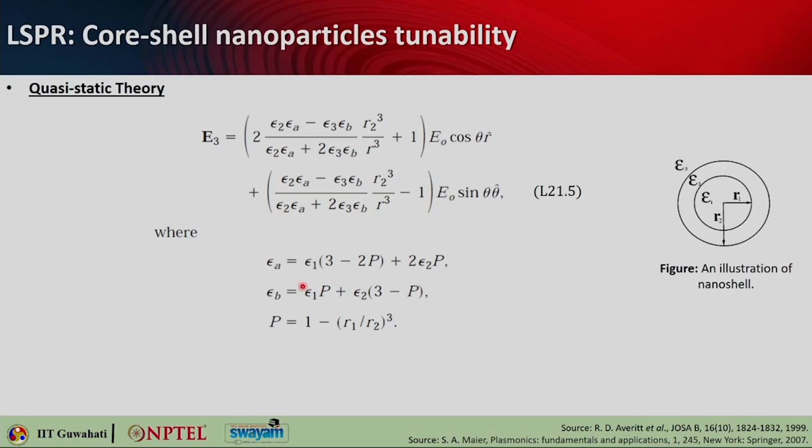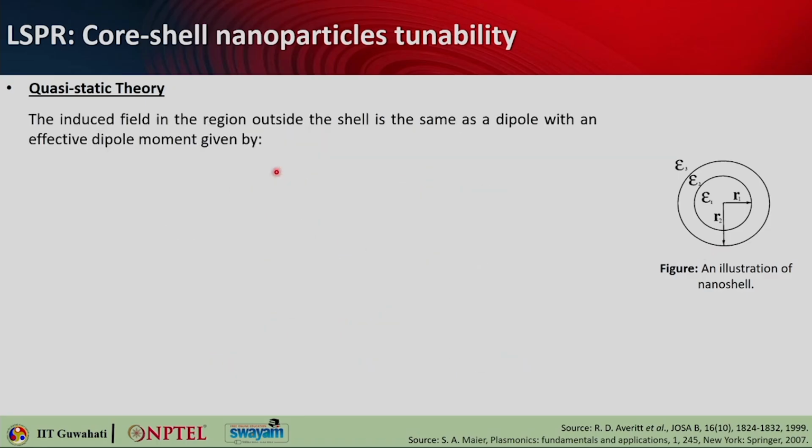There you can see that you have components like epsilon A, which depends on epsilon 1 and epsilon 2, and also P. P is nothing but the volume fraction, the ratio of the shell volume to the overall particle volume. So, this is the parameter that brings the ratio of shell and overall particle volume into the picture. Epsilon A and epsilon B are two new terms, which are nothing but this. These are basically a simplification in the formula.